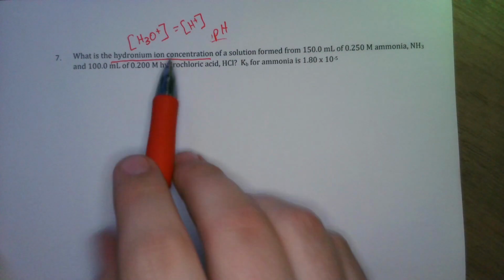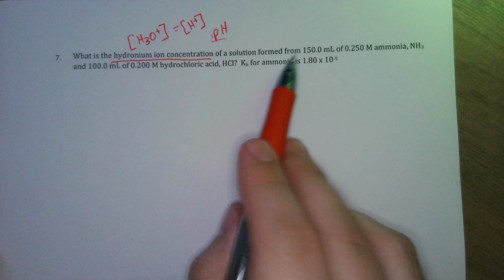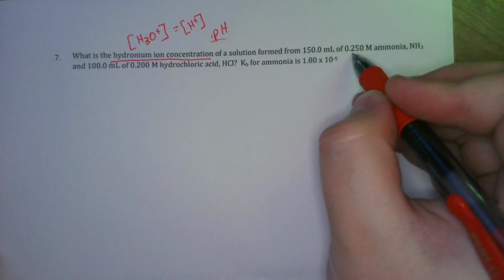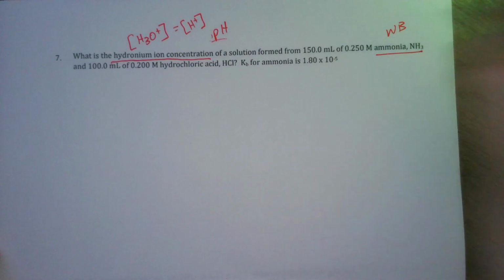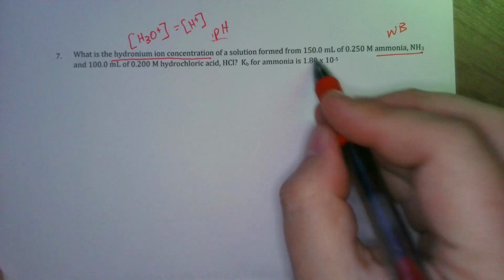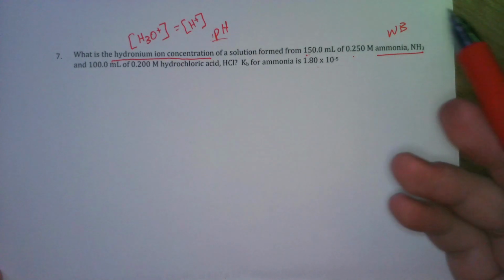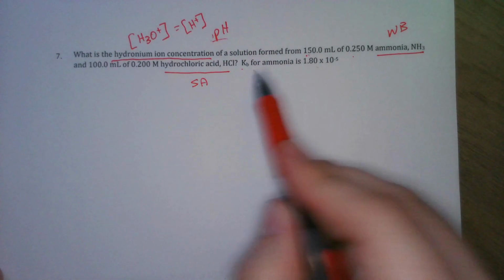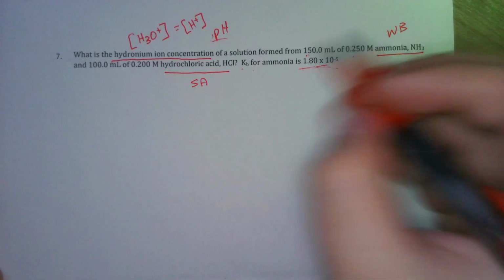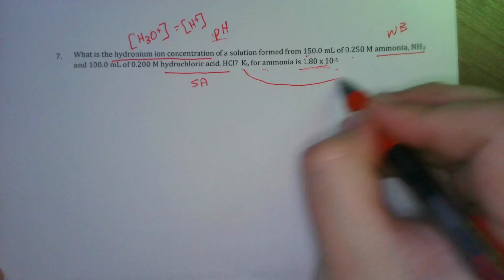Maybe not, though. Of a solution formed from 150 milliliters of 0.25 molar ammonia, NH3, that is a weak base. Right, and I have my milliliters and my molarity, and 100 milliliters of 0.2 molar hydrochloric acid, that is a strong acid. The Kb for ammonia is this. So if I didn't remember that's a weak base, I could just use the fact that I have its Kb.